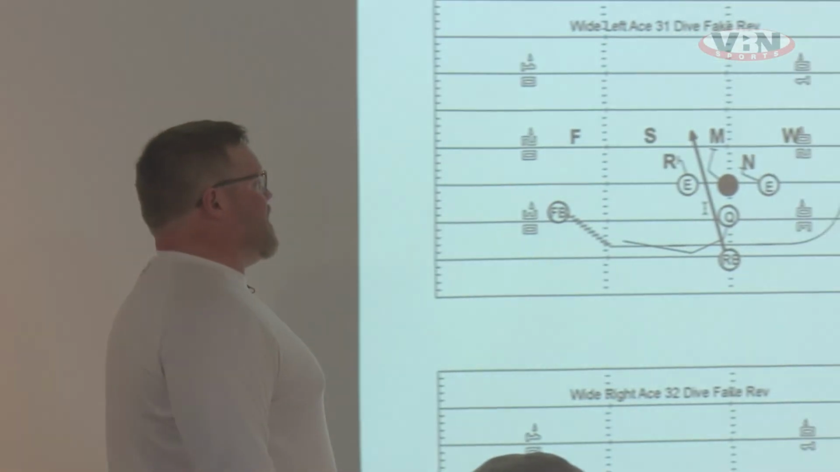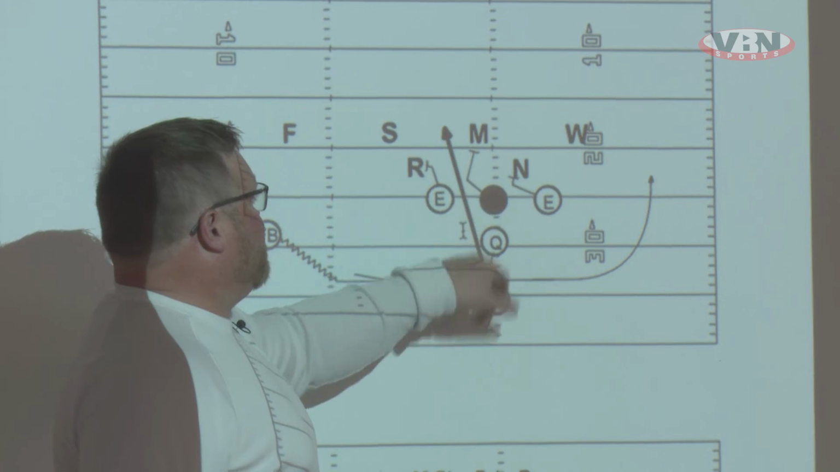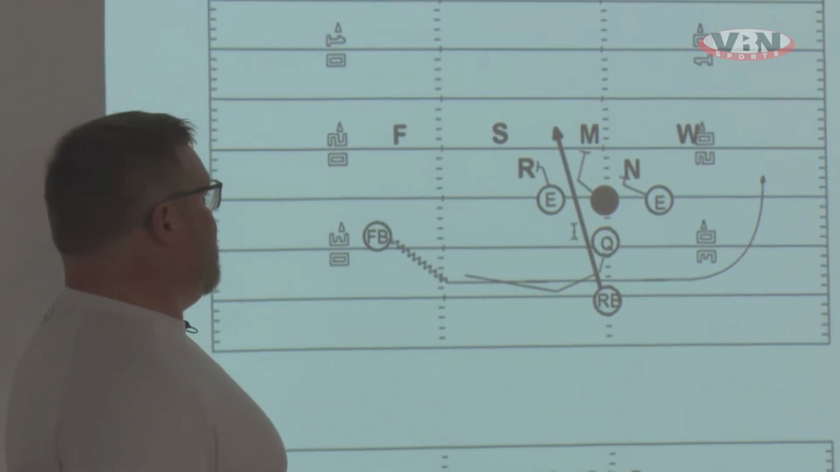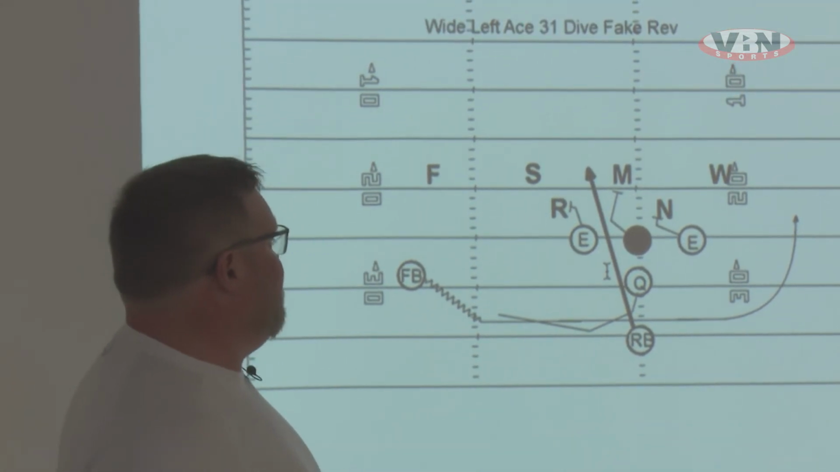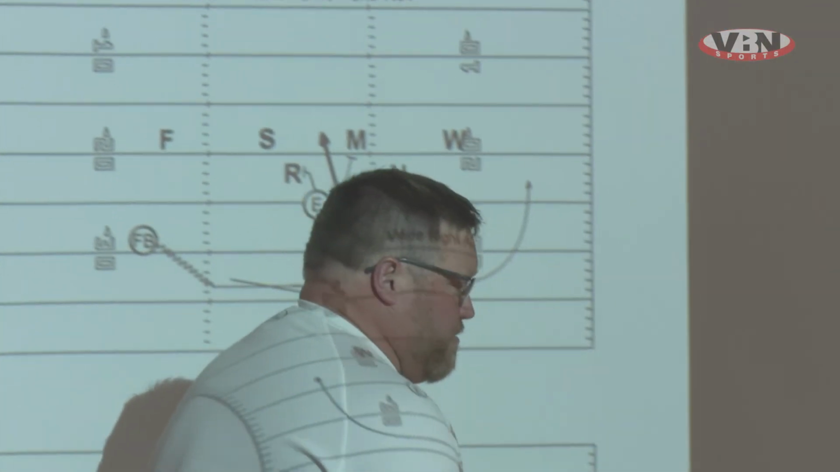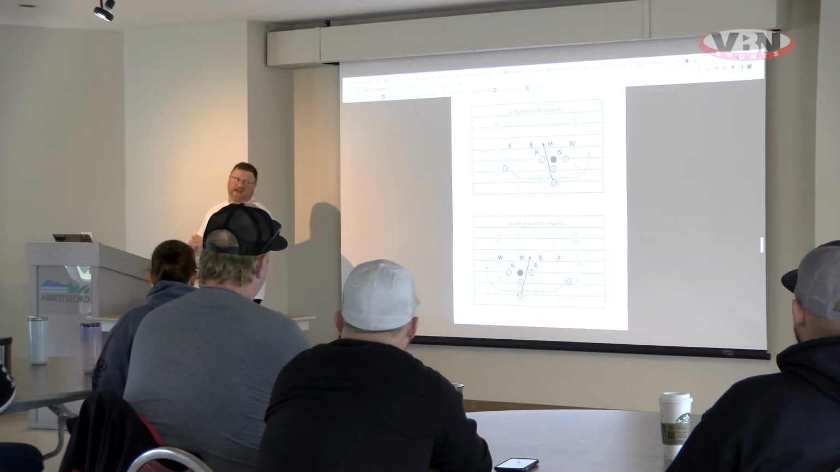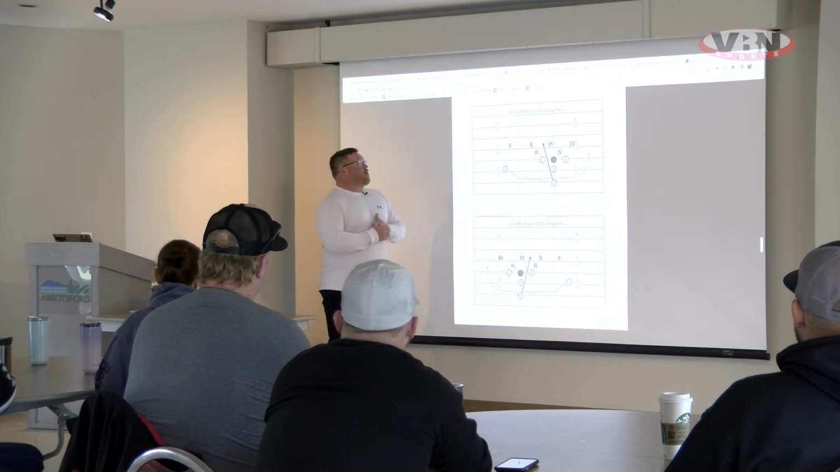You can get into these multi-directional concepts. So you can do 31 dive, fake reverse. Now you have your wide outs here. So this would be wide left, ace, 31 dive, fake reverse. Again, 31, so I'm reverse pivoting, dive, reverse, and then can I gather and throw off that? Absolutely, I can as well. So there's lots going on with these types of concepts.